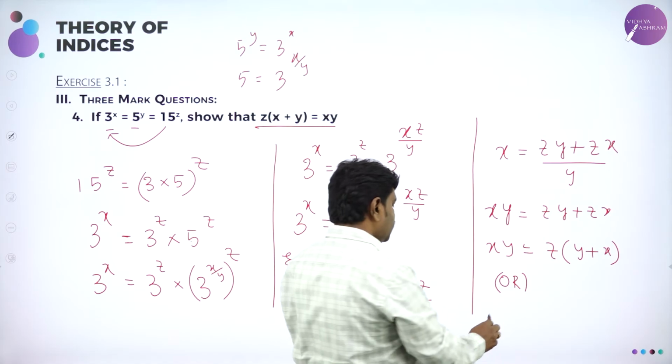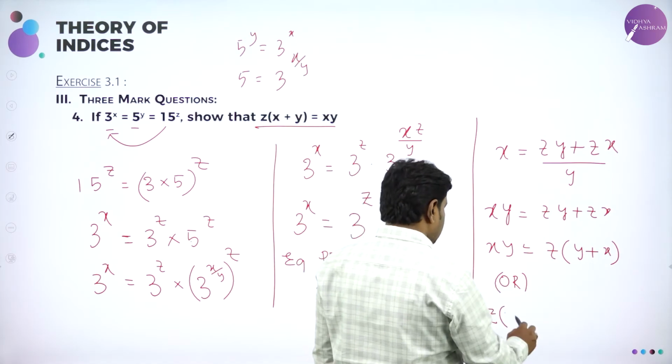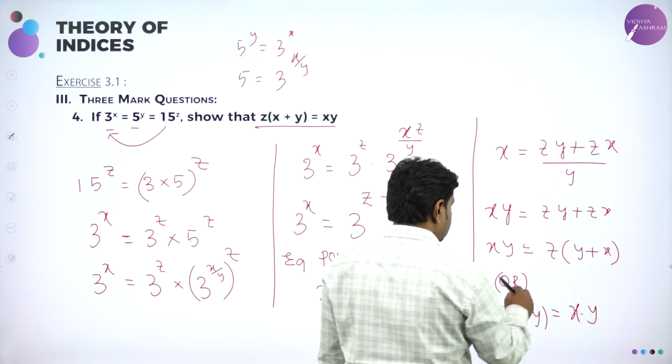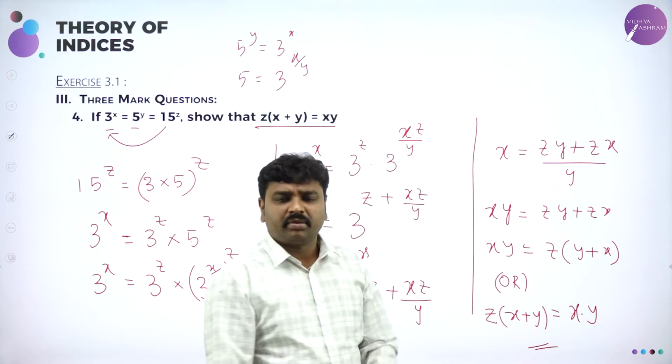So now I'll write z into y plus x, or x plus y, both are same in maths, is equal to x into y. This is equal to this, hence the proof. Are you able to follow this?